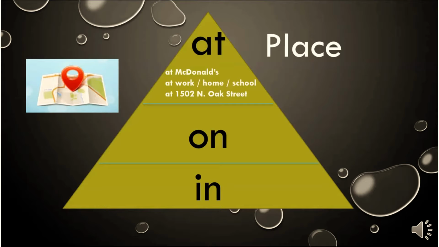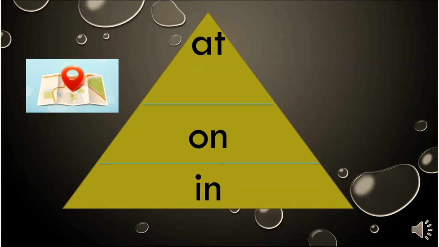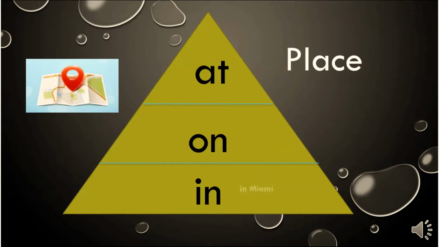Now, as we go down the pyramid, using on, the locations become a bit bigger. So we have on North Oak Street, on Interstate 95. We use on to talk about roads. What's bigger than a road? A city. In Miami.